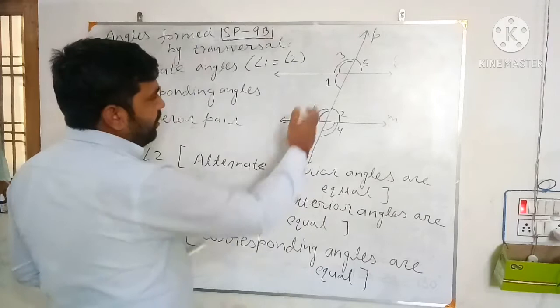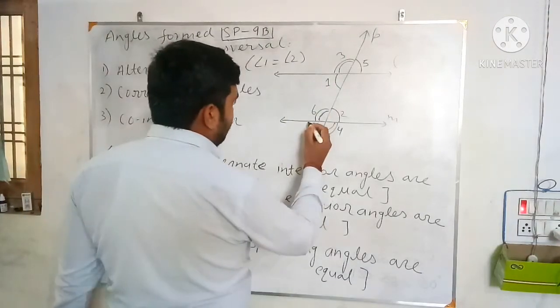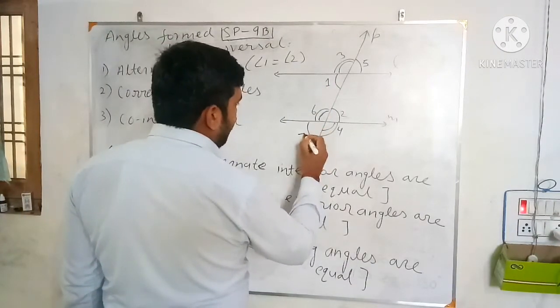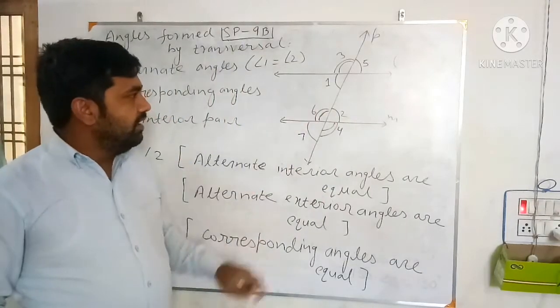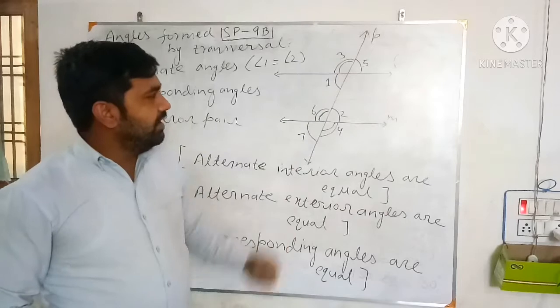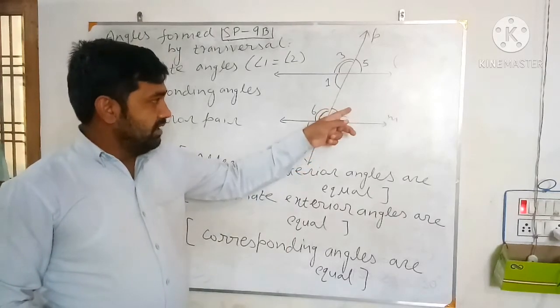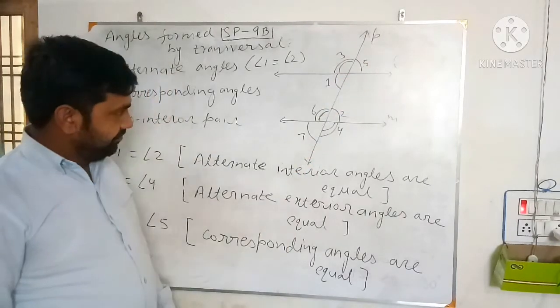So what is the corresponding of angle 1? We can take this angle. Corresponding angle of 1 is angle 7. So angle 7 is the corresponding angle of 1. Angle 6 is the corresponding angle of 3. Angle 2 is the corresponding angle of 5.